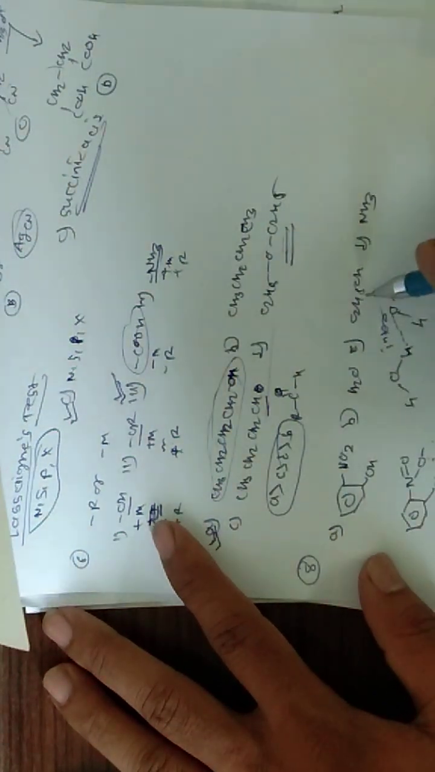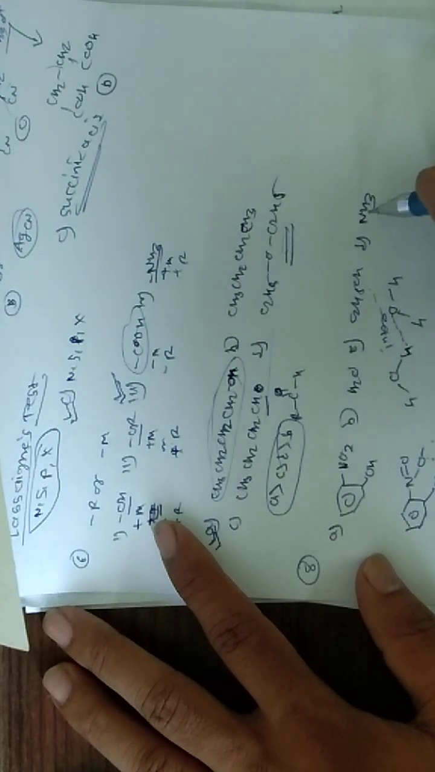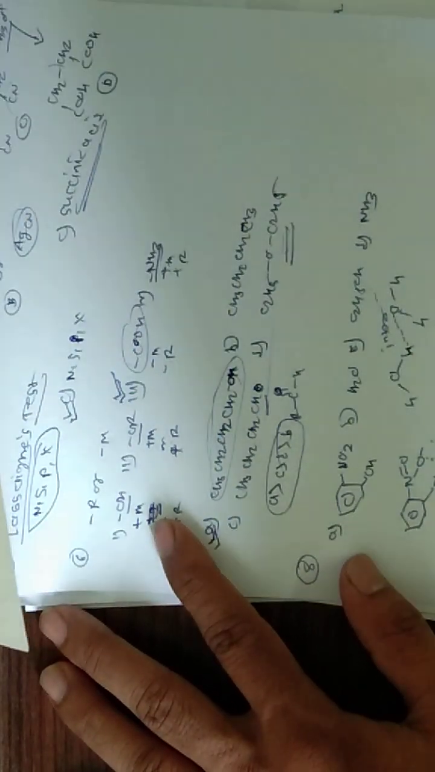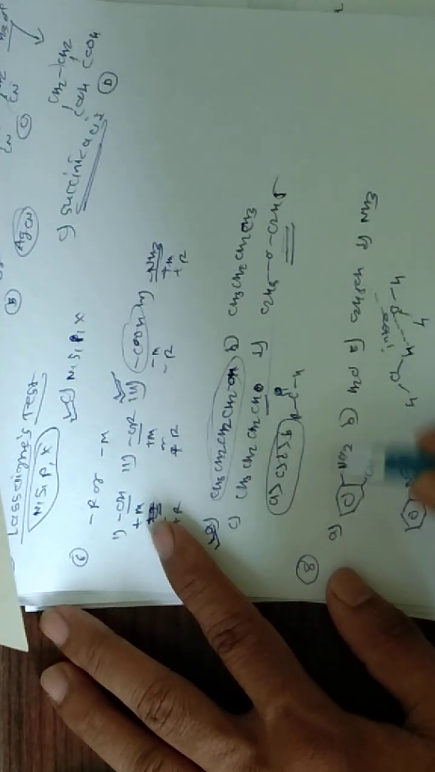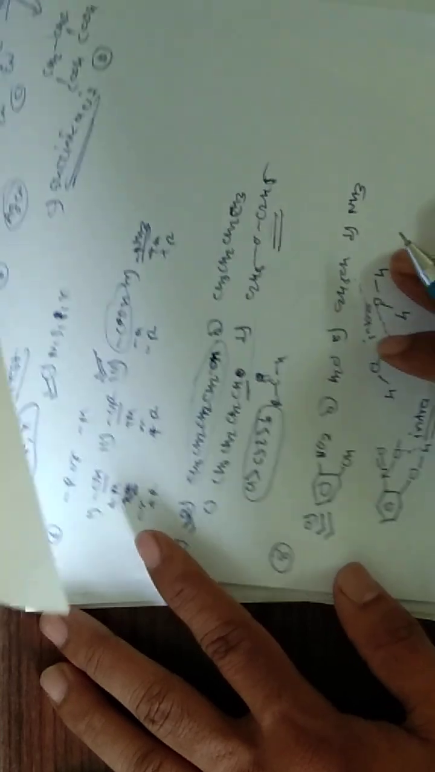Same here, ethanol also shows intermolecular and NH3 also shows intermolecular. So the question is which will show intramolecular hydrogen bonding, and that will be shown by orthonitrophenol. So the correct option is A.